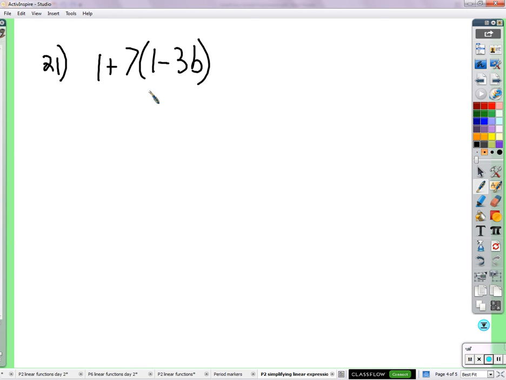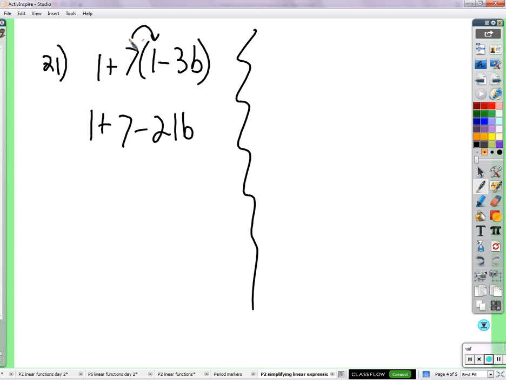Okay. Who here is really familiar with the distributive property? Okay. Somebody's giving me this. That's good. Okay. You need to understand about the distributive property. Did I show you the rectangle and the area model and how distributive property works? Yes. You looked at that? Yeah. Sounds like we need to look at it again. Okay. Let's take an example of a distributive property. If I were to use a distributive property, I would get 1 plus 7 times 1 is 7 minus 21b, because 7 times negative 3b is negative 21b.